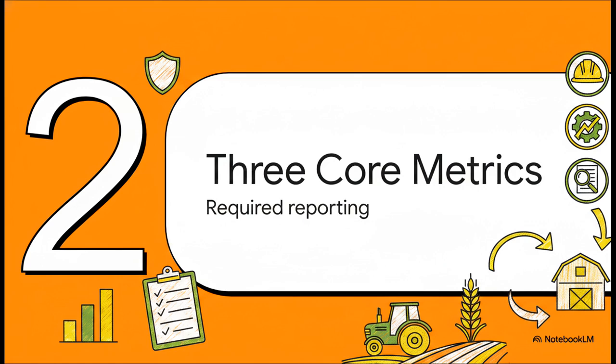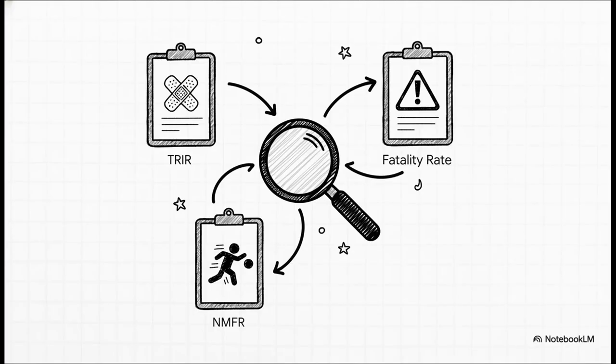Moving on to Section 2, the 3 core safety metrics. Now that we know what's at risk, it's important to understand that you absolutely must report these 3 specific data points to give stakeholders a crystal clear view of your safety landscape: total recordable incident rate, fatality rate, and near-miss frequency rate. Let's look at what each of these actually measures.